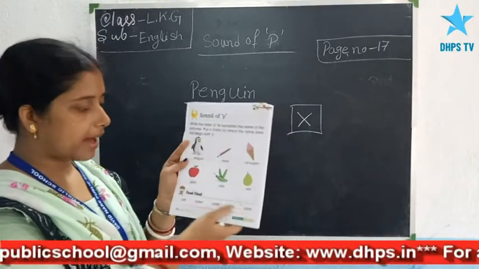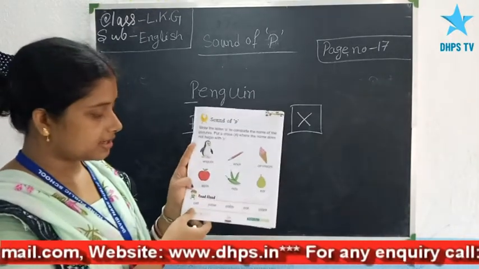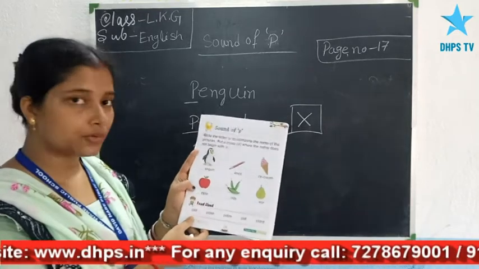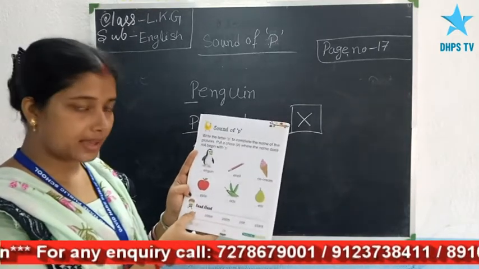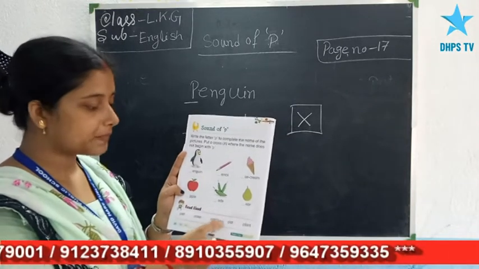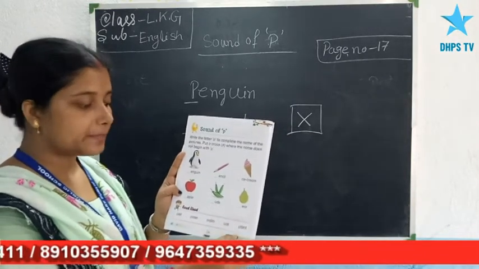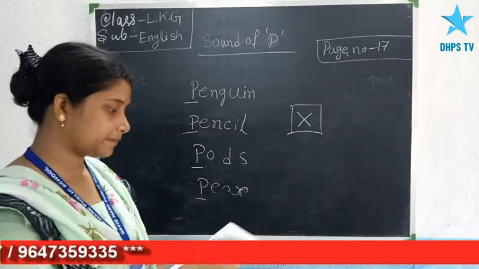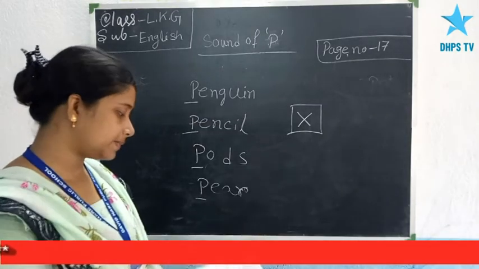And here 5 words are written that start with P. Read aloud the words. P-E-T, pet. P-O-S-E, pose. P-A-L-M, palm. P-A-T, pat. P-A-N-T, pant. And all the 5 words start with P.